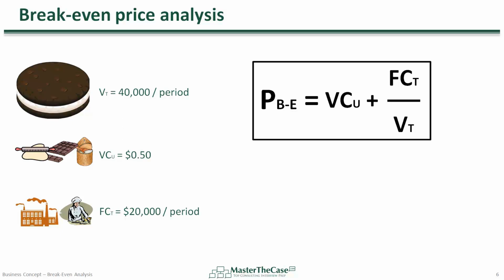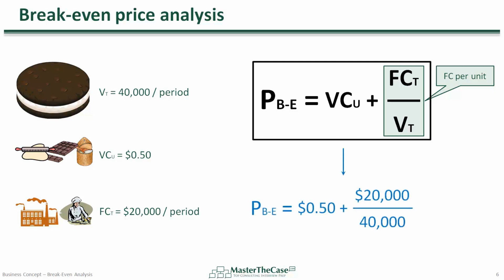The fraction part of the formula may at first appear complex. However, upon a closer look, we'll see that it is nothing more than the fixed cost per unit. So, in essence, the break-even price formula is nothing more complex than the sum of the unit variable cost and the unit fixed cost. So the break-even price will be equal to 50 cents plus $20,000 divided by 40,000 units, resulting in $1.